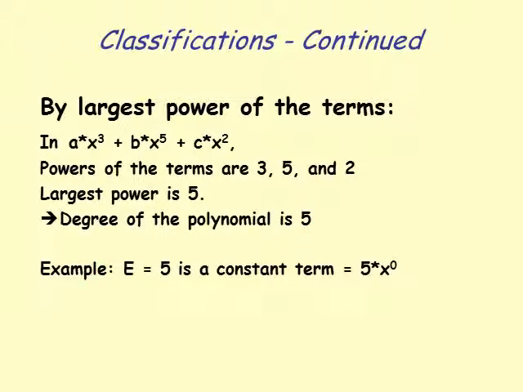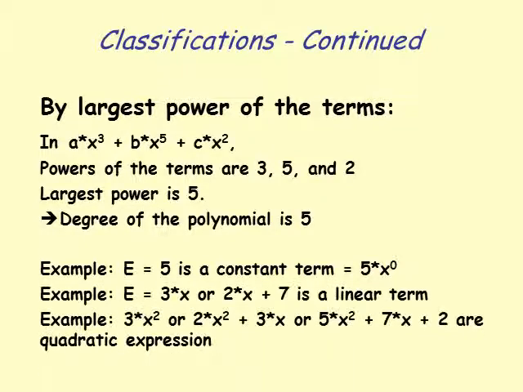Let's continue here. For example, 5 is a constant term, which is like 5 times x to the 0, and its degree is 0. If the expression was 3 times x or 2 times x plus 7, these are linear terms, and these have a degree of 1.